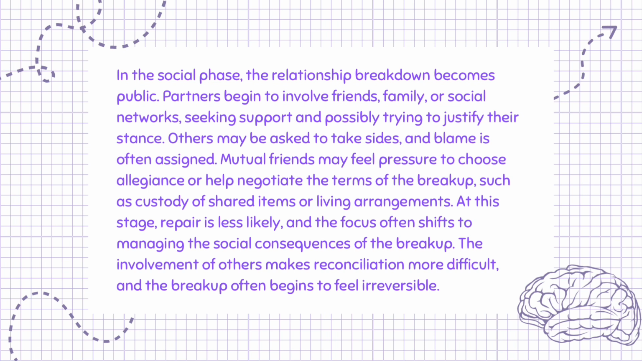In the social phase, the relationship breakdown becomes public. Partners begin to involve friends, family, or social networks, seeking support and possibly trying to justify their stance. Others may be asked to take sides, and blame is often assigned. Mutual friends may feel pressure to choose allegiance or help negotiate the terms of the breakup, such as custody of shared items or living arrangements. At this stage, repair is less likely, and the focus often shifts to managing the social consequences of the breakup. The involvement of others makes reconciliation more difficult, and the breakup often begins to feel irreversible.